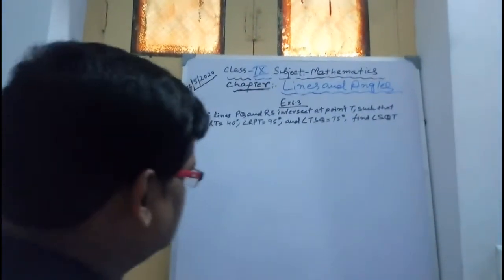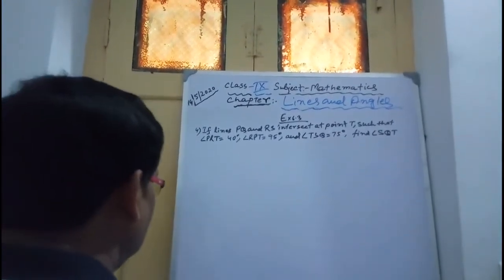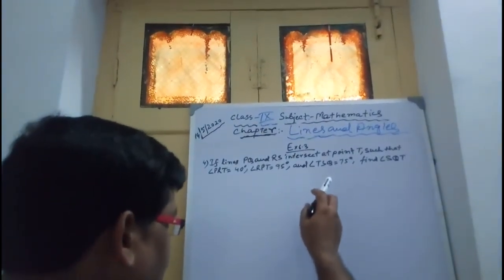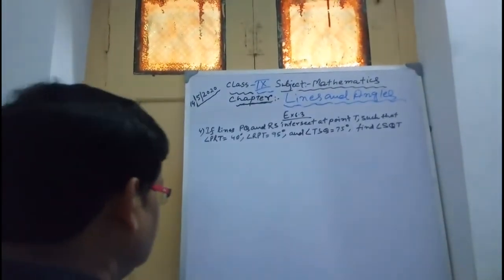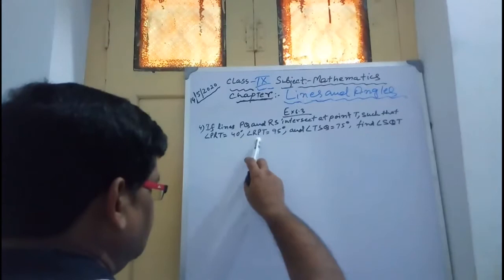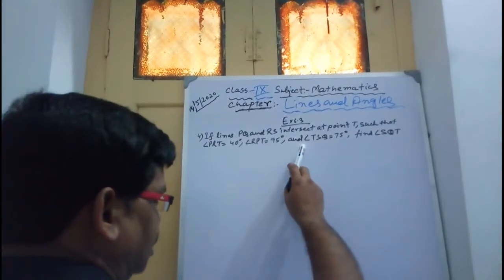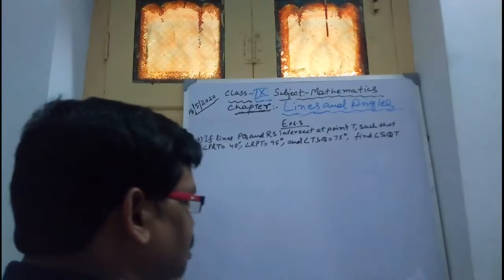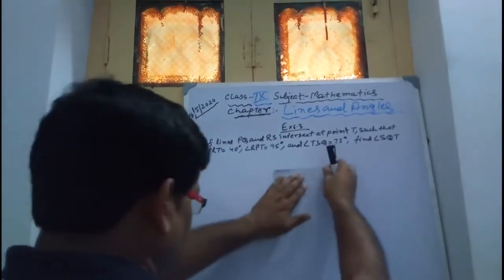Good morning students. Exercise 6.3, question number 4. If lines PQ and RS intersect at point T such that angle PRT equals 40 degrees, angle RPT equals 95 degrees, and angle TSQ equals 75 degrees, find angle SQT.